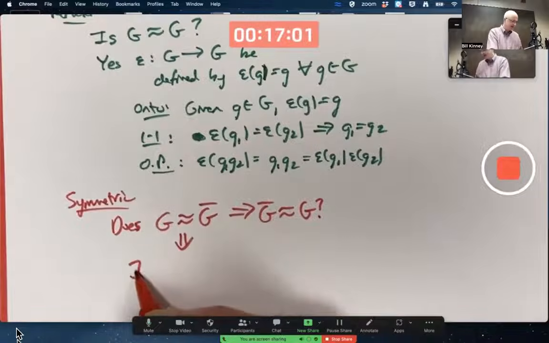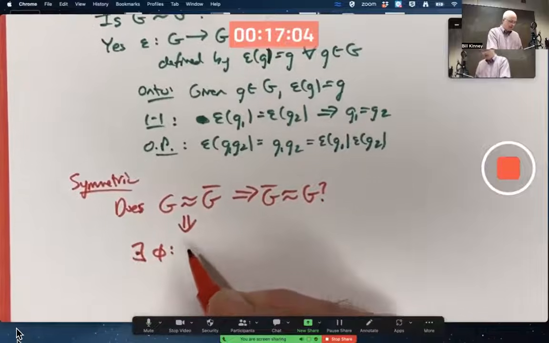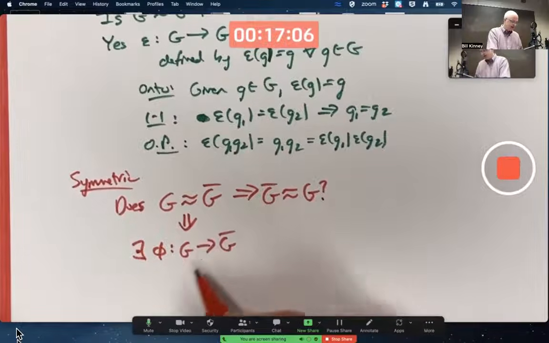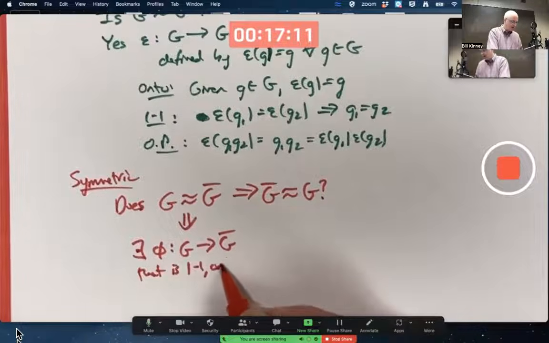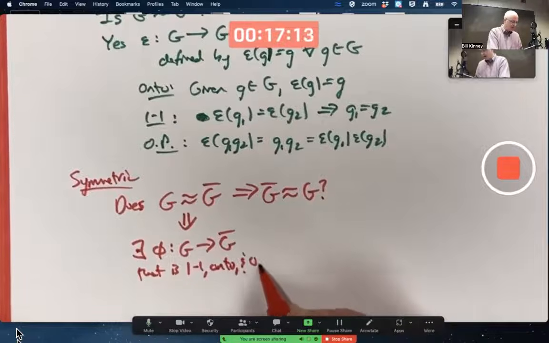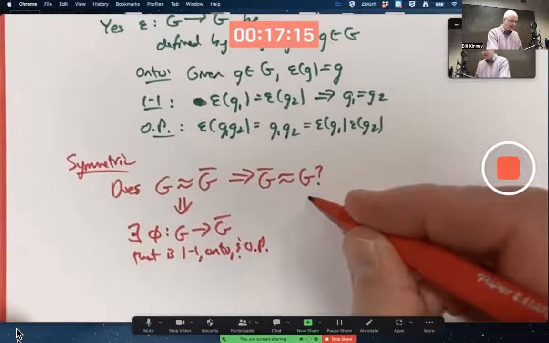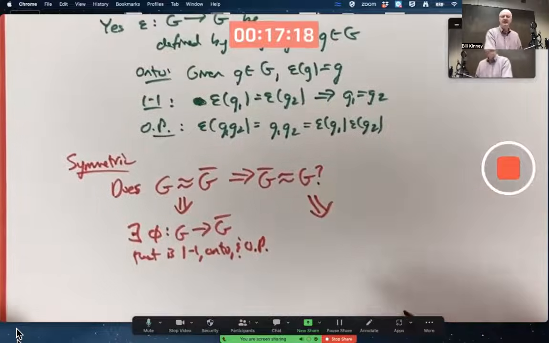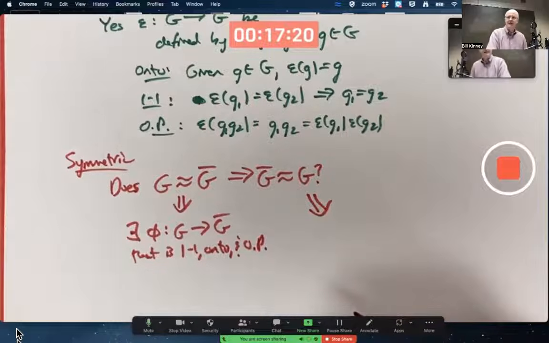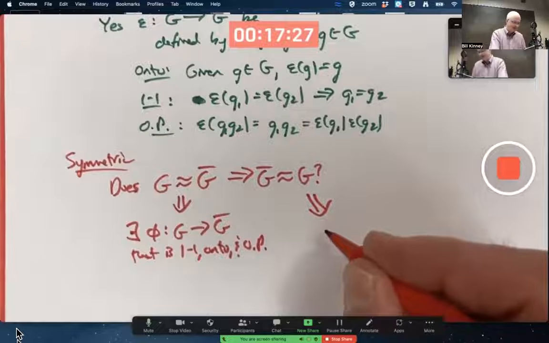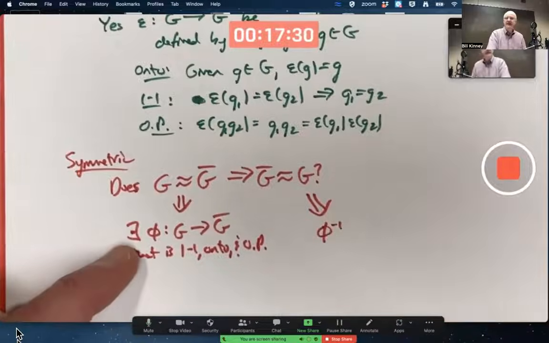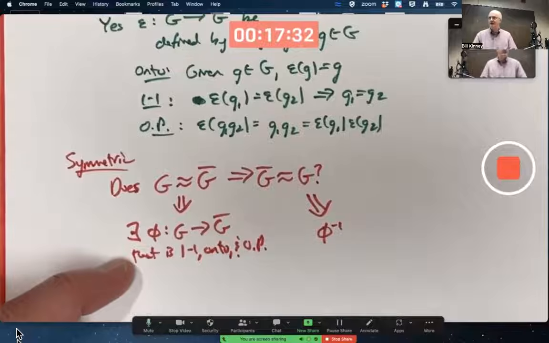This implies there exists a phi from G to G bar that's, once again, one-to-one, onto, and operation preserving. Does that fact imply there exists an isomorphism from G bar back to G? The only thing that makes sense to try is the inverse function. Certainly if phi is one-to-one and onto, it's got an inverse function. That was back in chapter 0. We proved that in class.